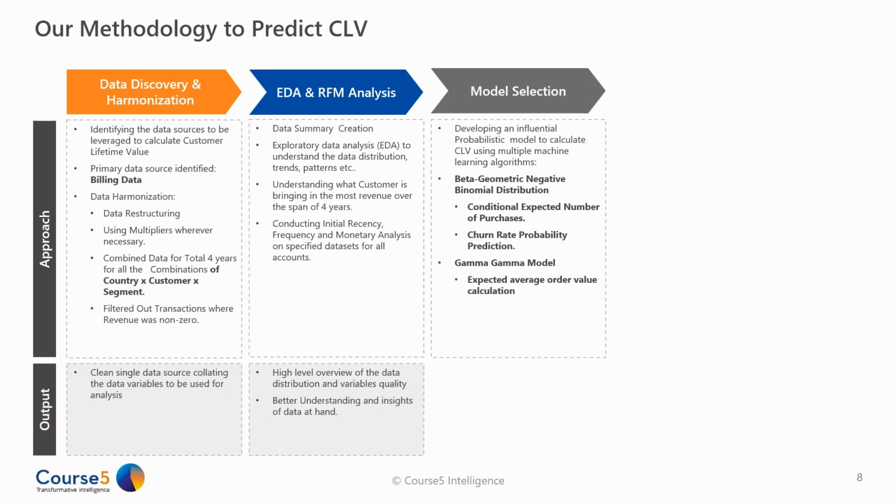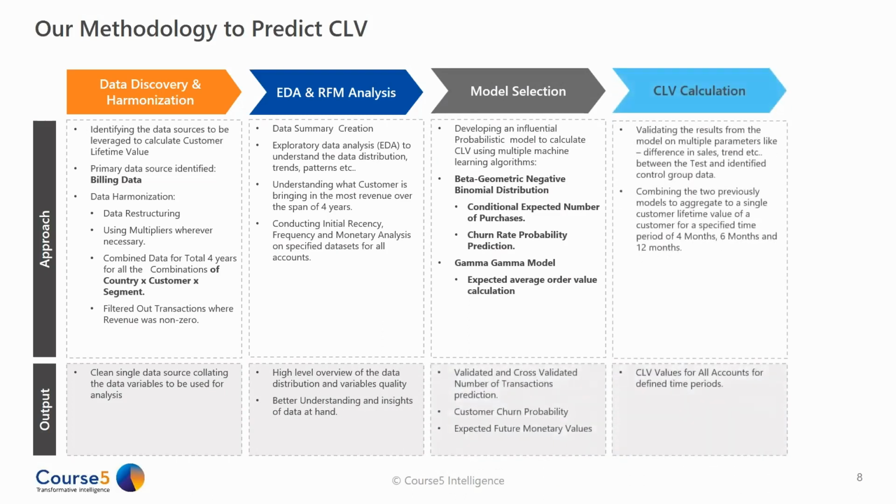Now, the model selection, this is just telling about what model we did. It had 2 segments, and each of the segments delivered different parameters. We also did a cross-validation of the transaction prediction, and customer churn probabilities were obtained, and expected future monetary values were also calculated. And in the final step, the CLV values for all the accounts and defined time periods were obtained.